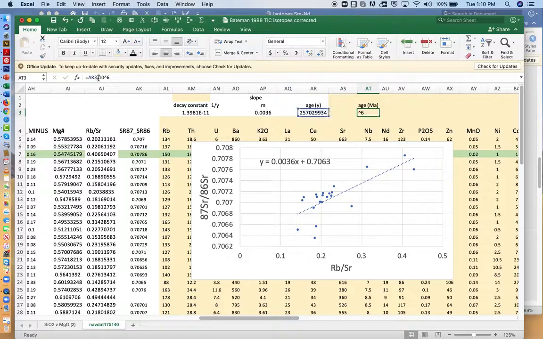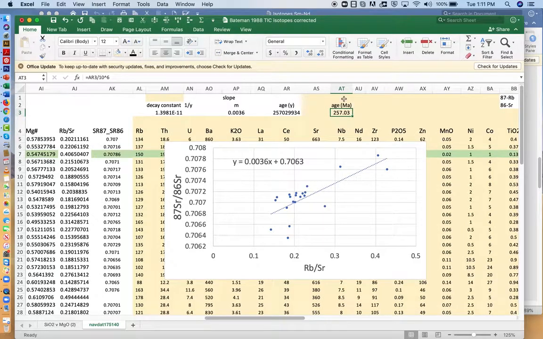What I've done here is I just take this age, divide it by 10 to the 6, so I can turn it into millions of years. And that's way too old. Zircon age dates are something like 92 million years old. Now, there could be various reasons for the problem. It could be that we have the wrong model. Maybe these are not all from the same magma system, but maybe it's the way we've done the calculation, and that's what we're going to fix here.